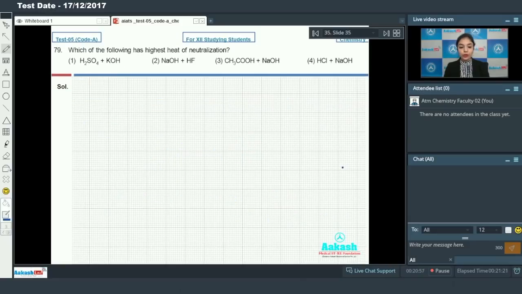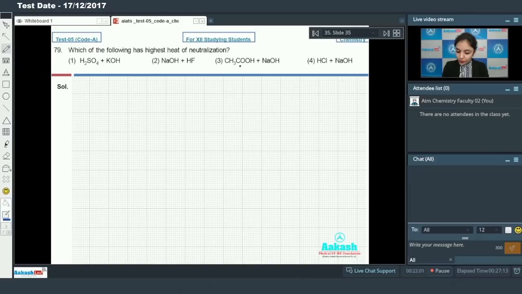Let's move on to the next one now. So you have question number 79, which says, which of the following has highest heat of neutralization. So what do you mean by heat of neutralization? Heat of neutralization is the amount of energy evolved when 1 gram equivalent of acid is neutralized by 1 gram equivalent of base. तो अगर strong acid or strong base है तो heat of neutralization is maximum, and if there is a weak acid or a weak base, the heat of neutralization is less because there is some amount of energy which is involved in the ionization of the weak acid or the weak base.